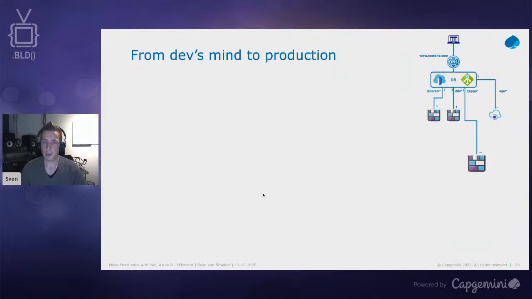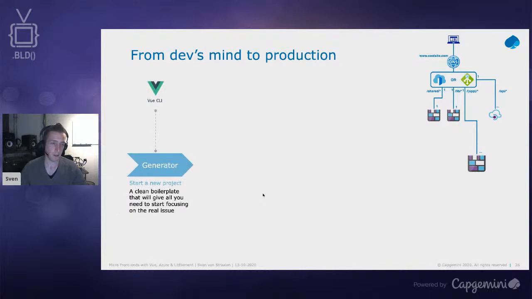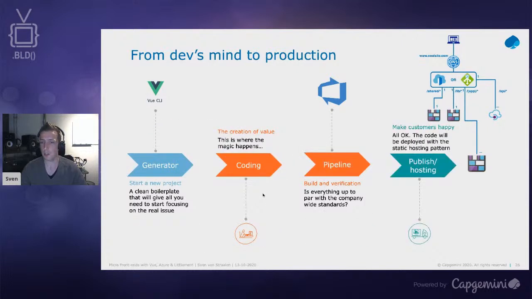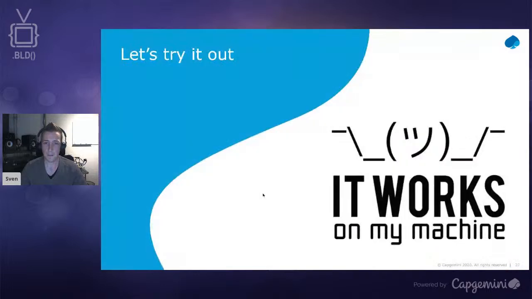So in conjunction, from dev minds to production, first we generate some stuff, and then we have our workable solution, where we are going to create our new value. Eventually, we're going to get through the pipeline with Azure DevOps, see if everything's up to date, test everything, and so on. And then it eventually ships to our production environment. And then we see this on the blob storage. So let's try it out.